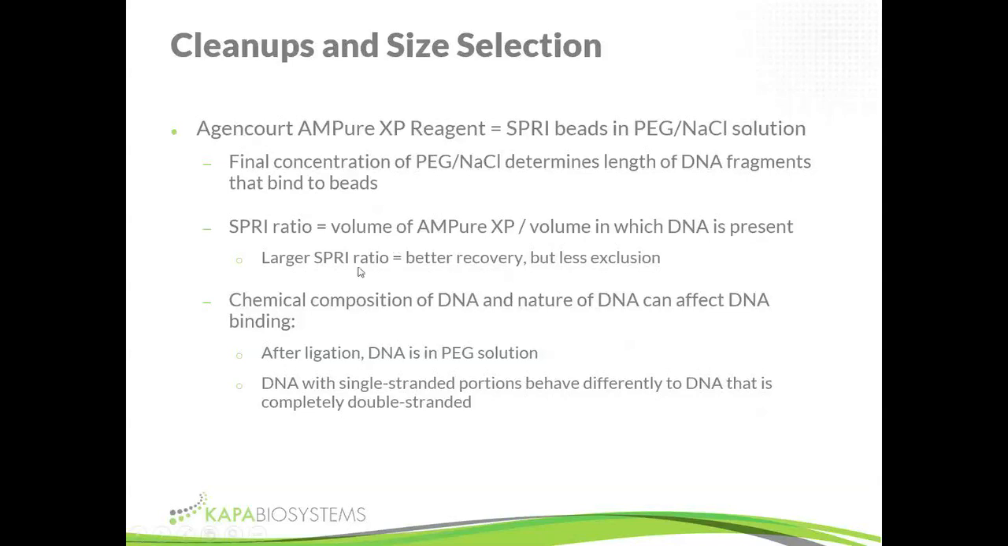And what's important to understand, and I'll show you a graph just now that makes this a little less abstract, is that the chemical composition and the nature of your DNA can affect the binding. Most of the SPRI ratios and the cutoff ratios are determined in an aqueous solution like 10 millimolar Tris or water. If your DNA is in a solution that contains a lot of PEG or a lot of salts, it's going to affect the sizes that bind to the beads. Especially after ligation, as I mentioned previously, all ligation buffers have a lot of PEG in there. It's a crowding reagent to facilitate the efficiency of ligation. It brings molecules closer together, basically. So if you're using the same SPRI ratio on a ligation reaction product versus purified DNA, it's going to affect the sizes of the DNA that bind to the beads.